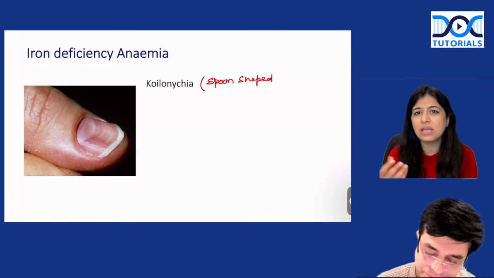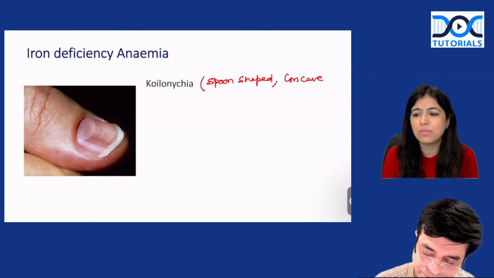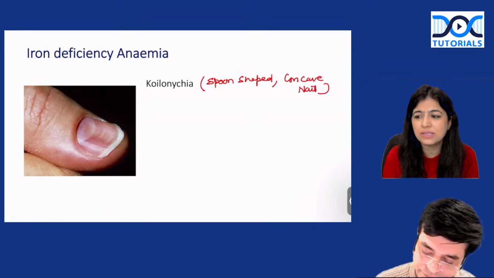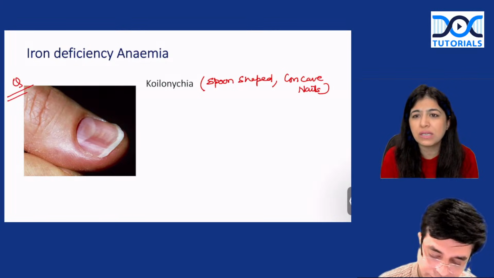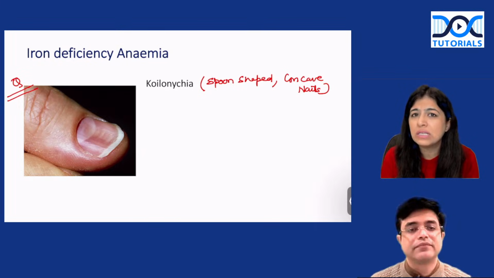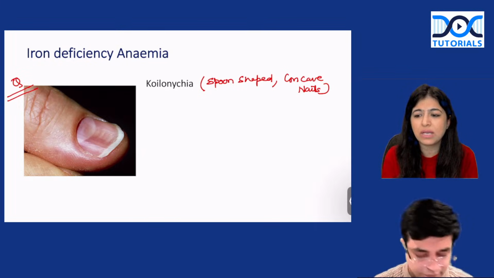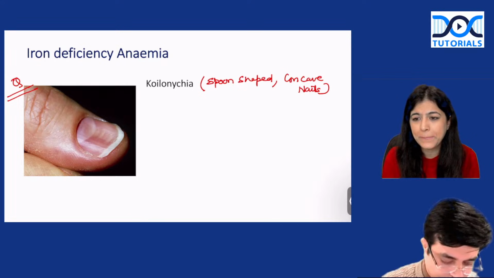Now, koilonychia can come as an image-based question. It can come as a part of a constellation of signs and symptoms that you see, but this is an association of iron deficiency anemia that you see.